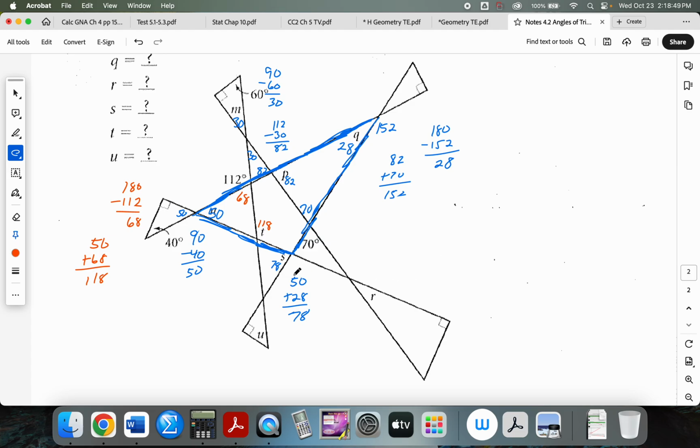So let's see. I can find either R or U, it doesn't matter. If this is 78, so is this. Those are vertical angles. Vertical angles are always the same. I can find the exterior angle, 70 plus 78 is 148 for this angle right here. And it and R are a linear pair. 180 minus 148 is 32.